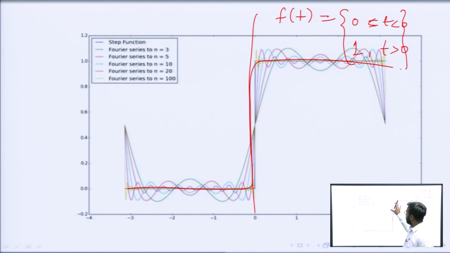Now, we want to represent that unit step signal in the form of a Fourier series expansion. We have used different sinusoidal signals, and we can represent this unit step signal as a summation of different sinusoidal signals. So, this is an example of how we can represent a function as a summation of different harmonics of sinusoids.